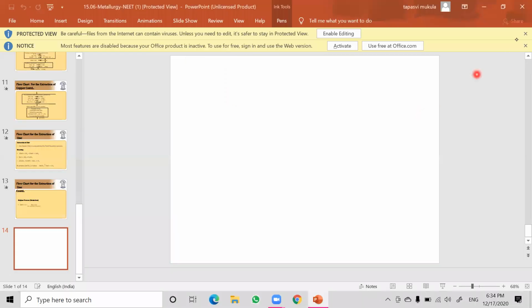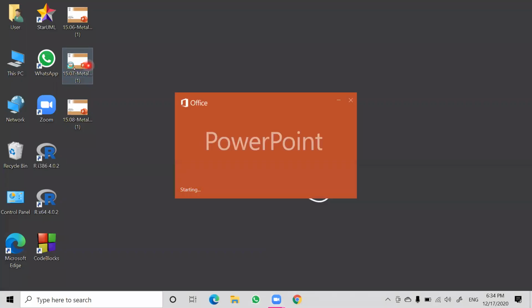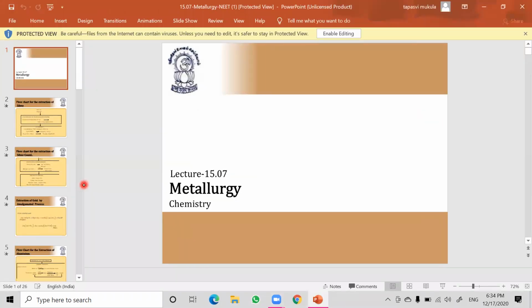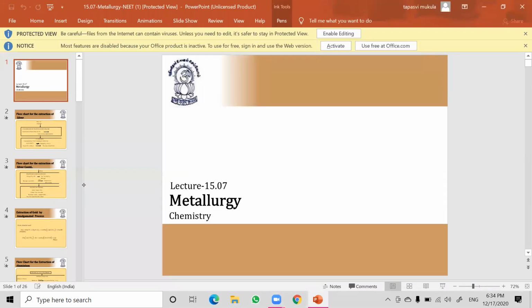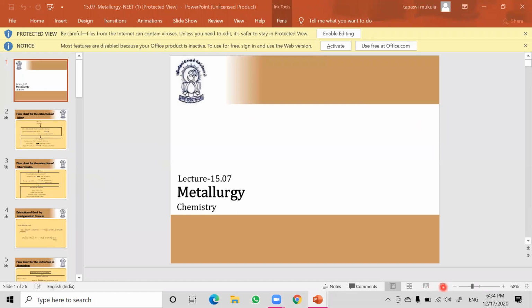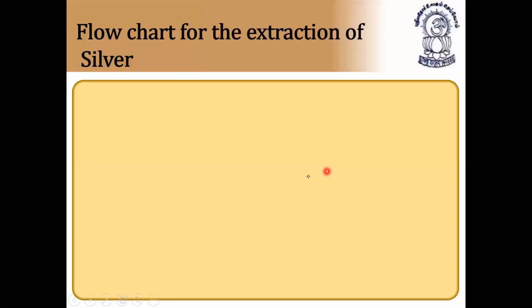The next concept in this chapter, because the explanation part we have already done, is extraction of silver. This is new to us. Till now we have only done a recap. Now we'll have extraction of silver. This we have not done so far. So let us see now extraction of silver.